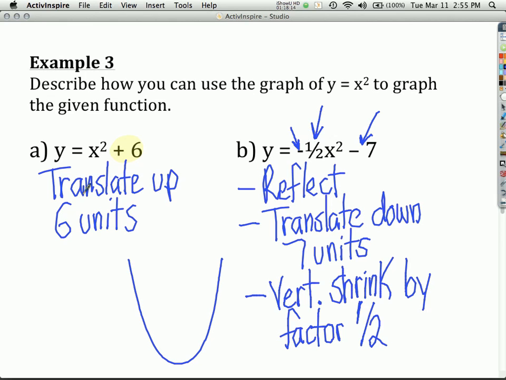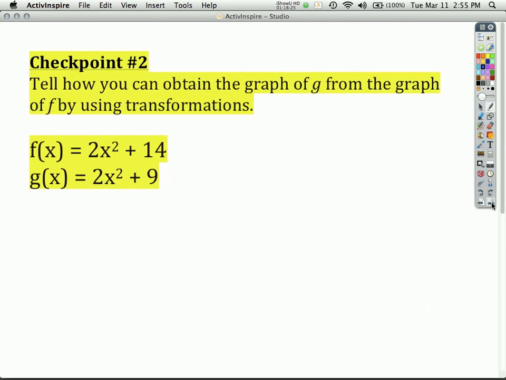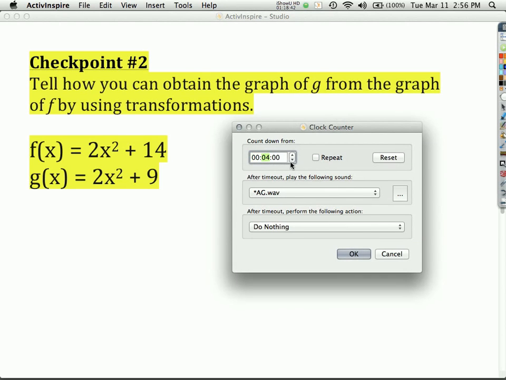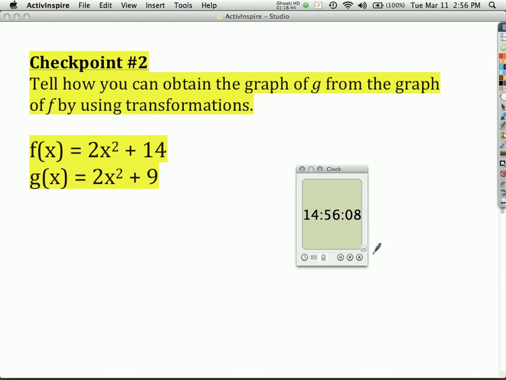So now I'm going to give you a checkpoint. It's related to this, a little bit harder. It's designed to make you think. So it might take you a moment to digest and think about it. But it's really not super challenging. It's just a little bit different. How could you obtain the graph of G from the graph of F? Take 2 minutes to describe how you could get G from F.